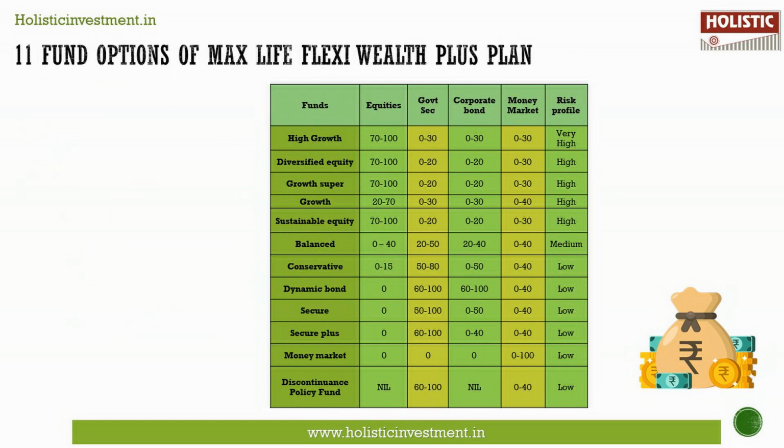There are 11 fund options in the Max Life Flexi Wealth Plus plan. The funds available in this plan can be seen through this table on the screen. There are only debt funds, there are only equity funds, and there are a mix of balanced funds where there is both equity and debt. There are funds which have a low risk category and there are funds which have a very high risk category. So based on your time horizon to achieve your financial goals and the risk appetite you have, you can choose whichever fund you want.